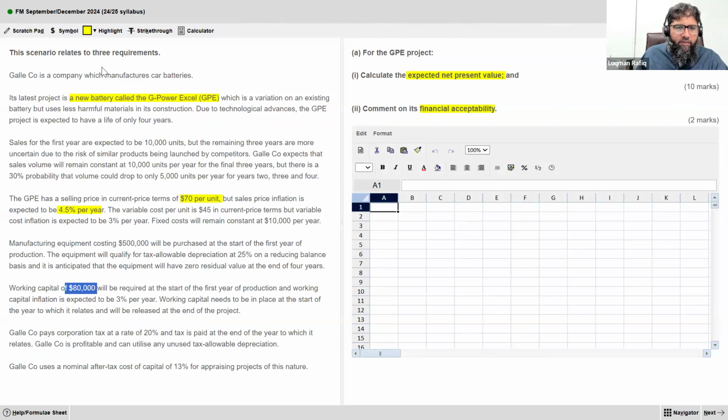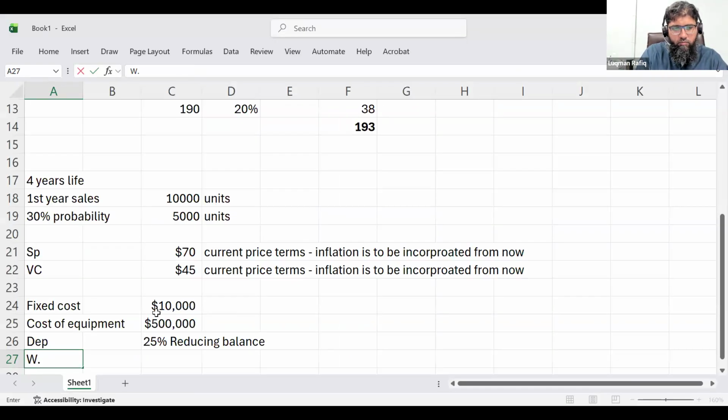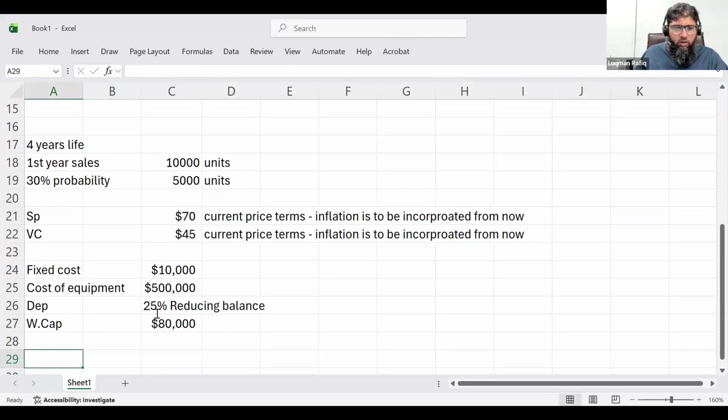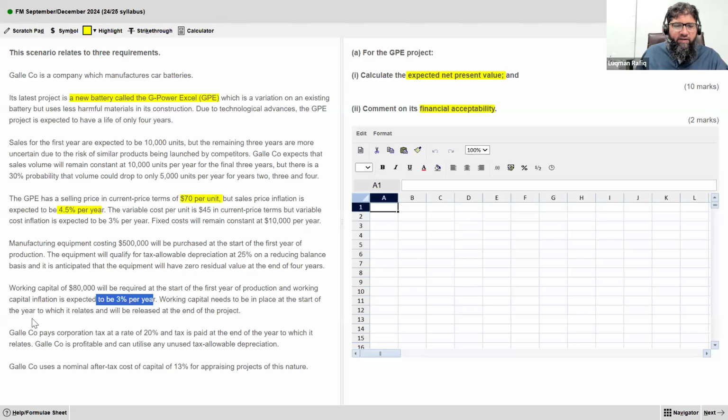Working capital of 80,000 will be required at the start of the first year of production, and working capital inflation is expected to be 3%. Working capital is going to be $80,000. Working capital needs to be in place at the start of the year to which it relates. It will be released at the end of the project.